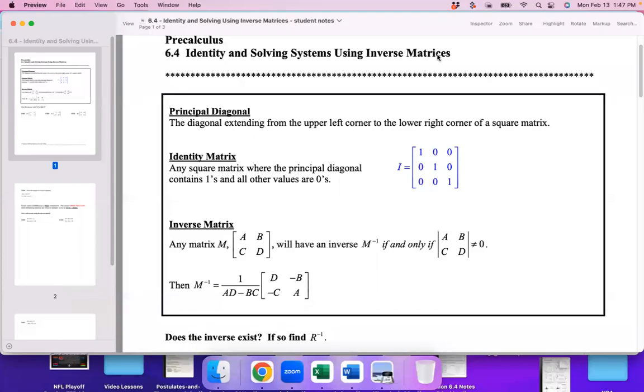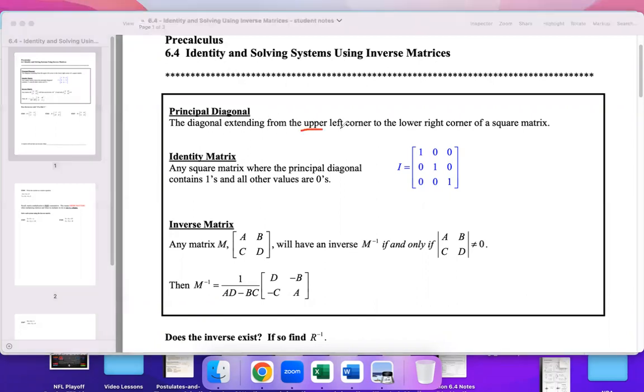Okay, so here we have something called the principal diagonal. Nothing much to do with that. Just so you know, the principal diagonal is just the diagonal extending from the upper left corner to the lower right corner. So this right here is called the principal diagonal. And you can see there's a bunch of ones there, right?